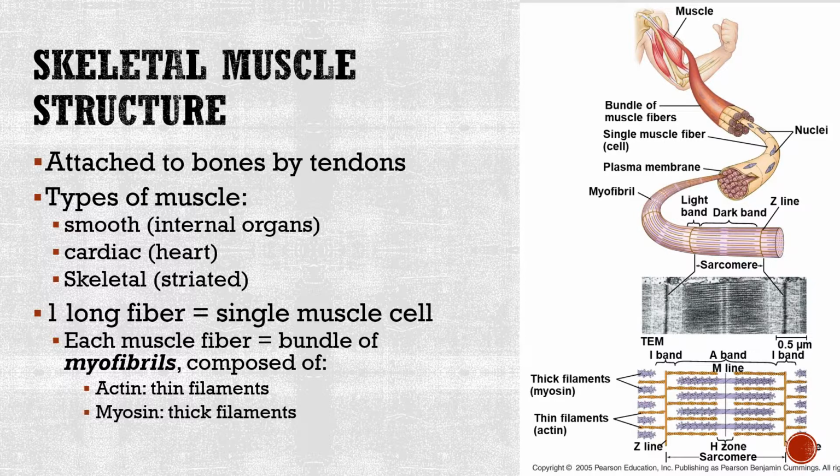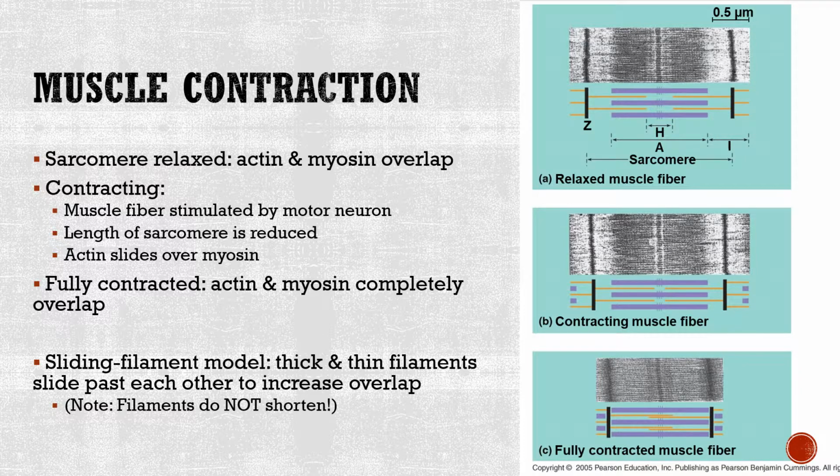One long fiber is equal to a single muscle cell. Then each muscle fiber is a bundle of myofibrils composed of actin, the thin filaments, and myosin, the thick filaments. Actin and myosin filaments slide against each other and are responsible for the muscle contraction. In muscle relaxation, the sarcomere relaxes and actin and myosin overlap.